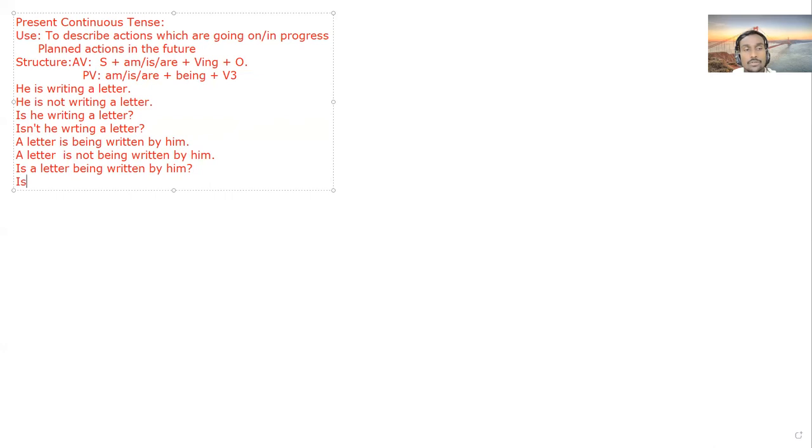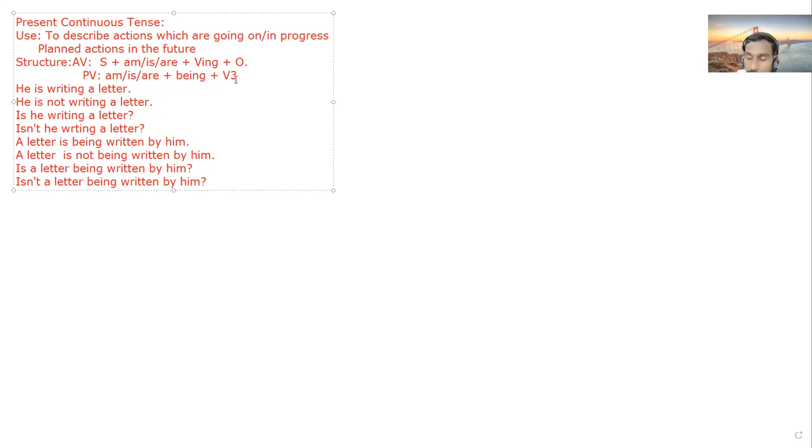Okay, and the next question can be negative also. So here we can say "isn't" or "is not," both can be right. Isn't means is not. Isn't a letter being written by him? So that became your negative question in passive. So you just be clear with these kinds of things. So here we have done different ways, eight sentences in which we can use present continuous tense.